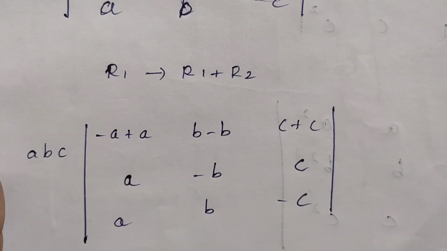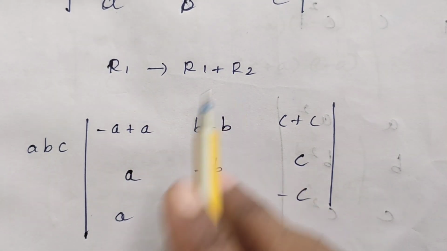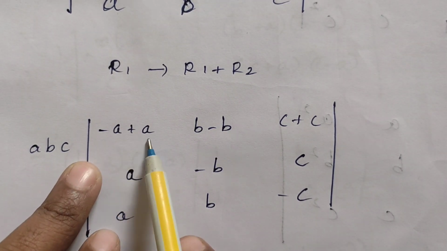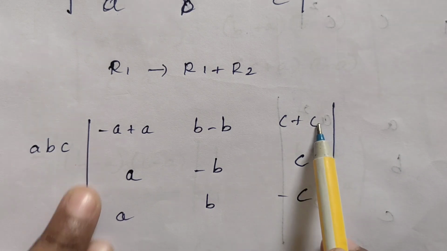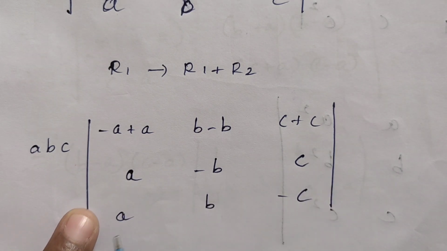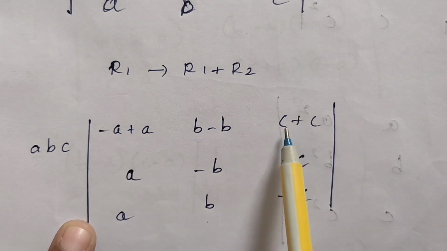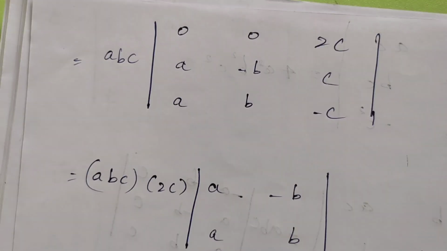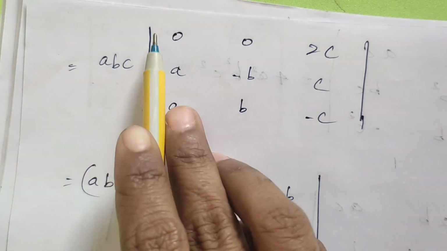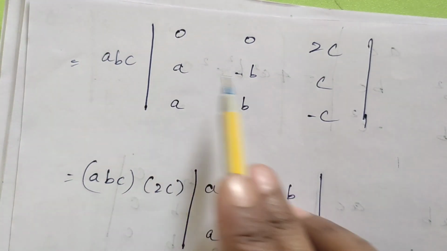R1 tends to R1 plus R2. If I do so, minus A plus A, B minus B, C plus C, A minus B, C, A, B minus C. So now these two terms are getting 0, 2C. Equal to ABC determinant 0, 0, 2C, A minus B, C, A, B minus C.